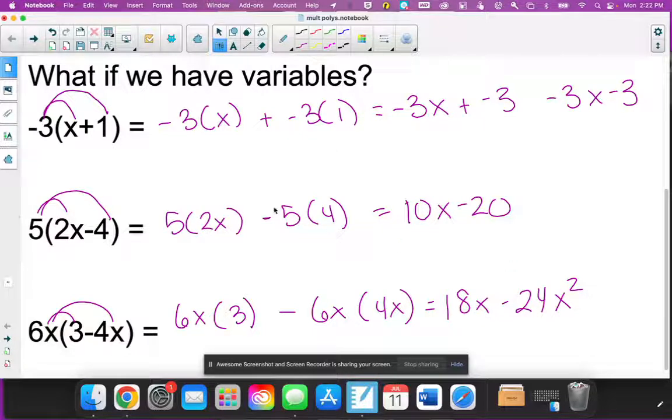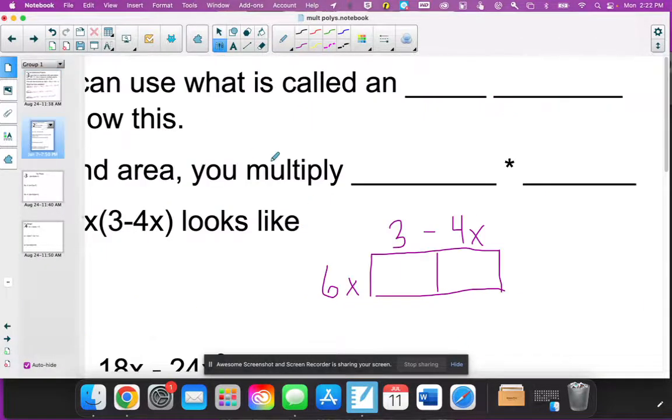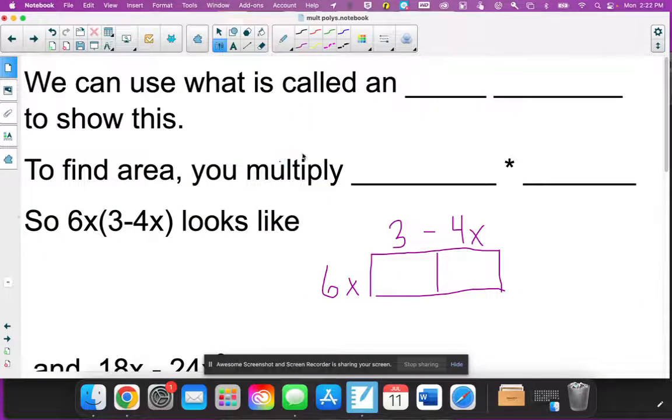Okay, so another way to show multiplication is called an area model. And it's just exactly what I was talking about. You're basically finding the area of something with a specific length and width.